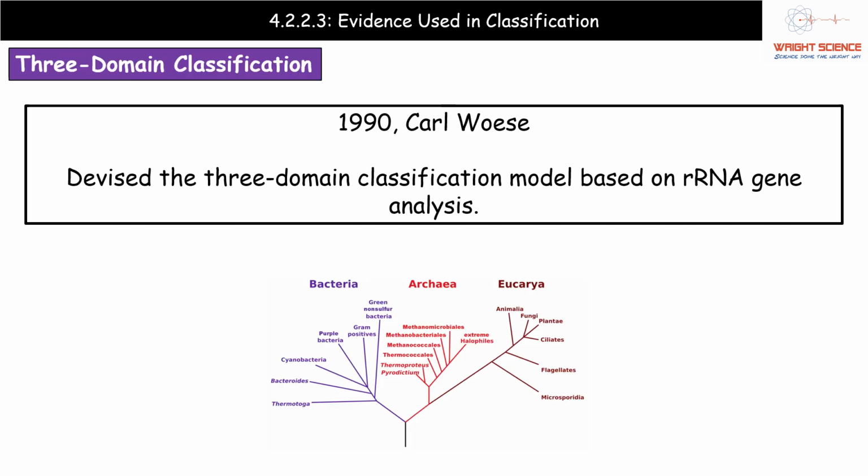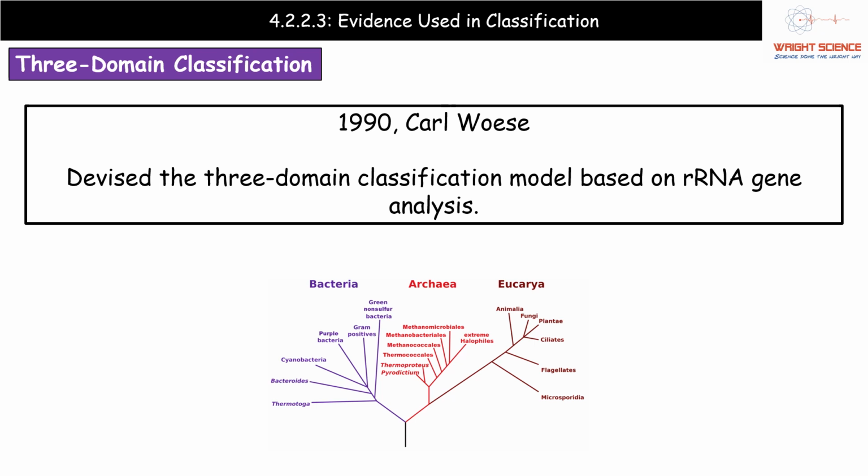We now come on to this idea of the three-domain classification. And in the scheme of classification, this is like modern times. It was back in just 1990. And we have this guy called Carl Woese. Now, he came up with this thing called the three-domain classification model, and he came up with this based on studying the ribosomal RNA genes.